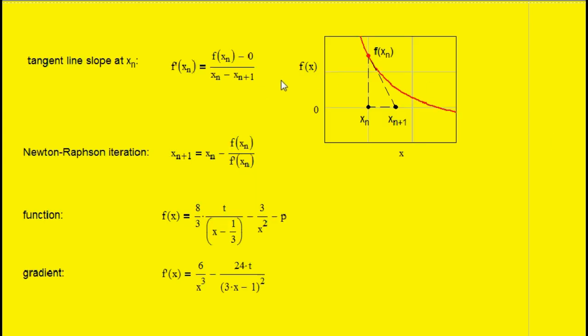We can see from the diagram that the slope at f(x_n) is given by f prime of x_n equals f(x_n) minus 0 divided by x_n minus x_(n+1). Rearranging this, we have the next iteration value as x_(n+1) equals x_n minus f(x_n) divided by f prime of x_n. In our case, the function is as we have here. We can differentiate this to get the gradient here.